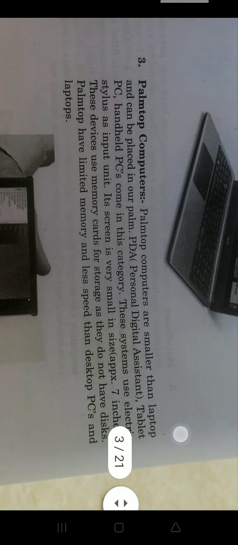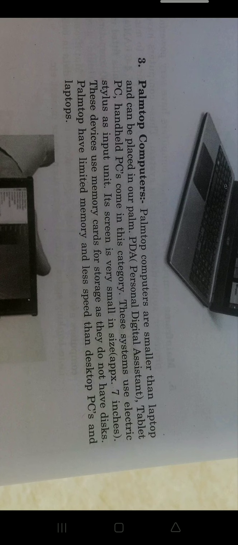Palmtop computers are smaller than laptops and can be placed in our palm. Tablets use a stylus as an input. The screen is very small. These devices use memory cards for storage and don't have a disk. Therefore, palmtops have limited memory and less speed than desktops.